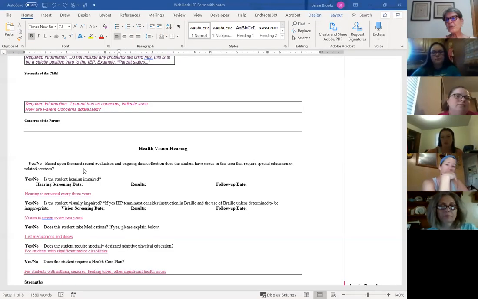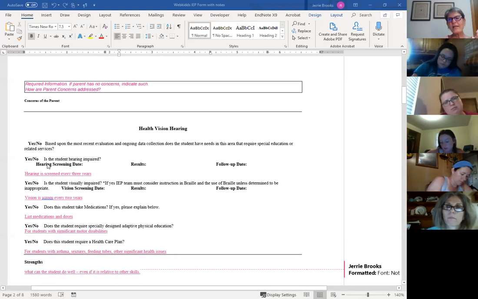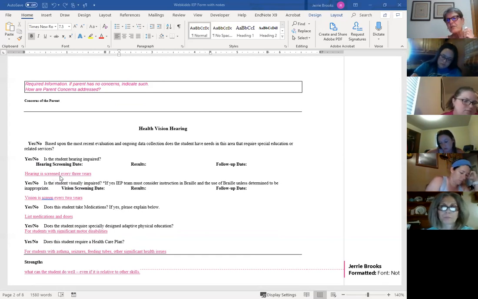And so when we're talking about health, vision, and hearing, to go back to this, a typical high incidence kid is not going to need health, vision, or hearing services. But by law, you have to check hearing and vision and health on a regular basis. So hearing is checked every 3 years. And usually it's the school nurse that does it. So if a student had a hearing screening in June of 2019, when would they need to be rescreened, their follow-up date?